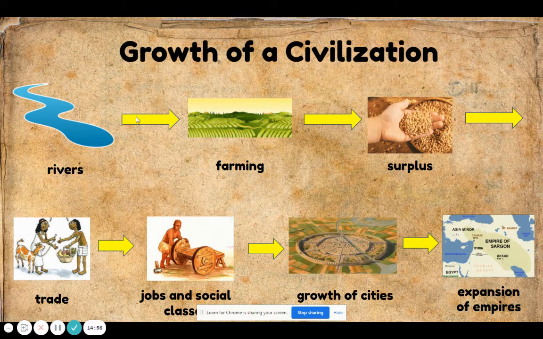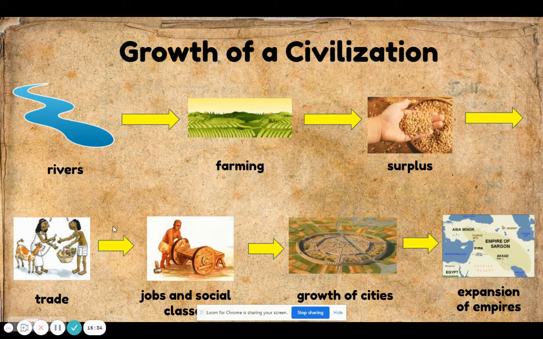So if we look at this as a system, rivers lead to the ability to do farming, farming leads to the ability to have extra food or a surplus. A surplus of food leads to the idea that we can trade things. I can raise goats, another person can raise vegetables, we can trade. We don't need to do both jobs. That leads to job creation and specialization of jobs, and it also leads to a social class where some people in a civilization are deemed more important than others based on their level of power or money.